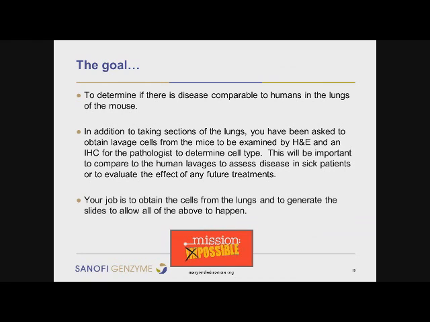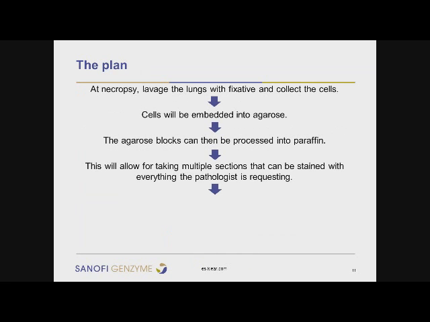So in addition to taking sections of the lungs, I've been asked to obtain lavage cells from the mice to be examined by H&E and IHC as well, for the pathologist to determine the cell type. And this is going to be important because we want to be able to compare the lavages from these human patients to assess the disease and evaluate the effect of any future treatments. So my job was to obtain the cells from the lungs of these mice and generate the slides to allow all of the above to happen.